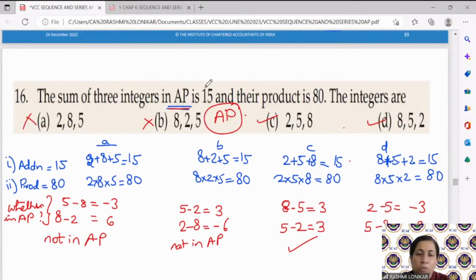So a very important term here is the sum of 3 integers in AP. Otherwise, all the 4 options are correct, right? Because in all the 4 options, the product is correct and the addition is correct, but the important term is that they are in AP. So that is why A and B have been excluded. Okay, understood this?